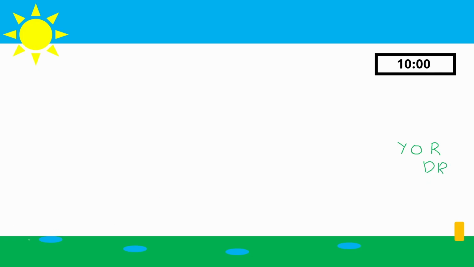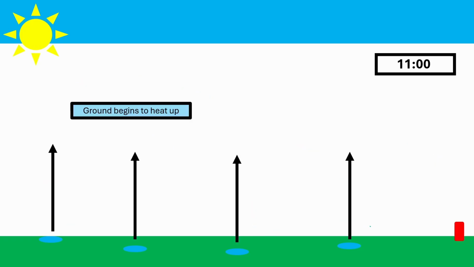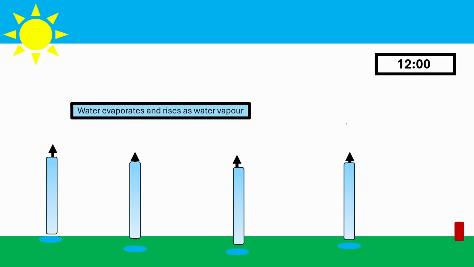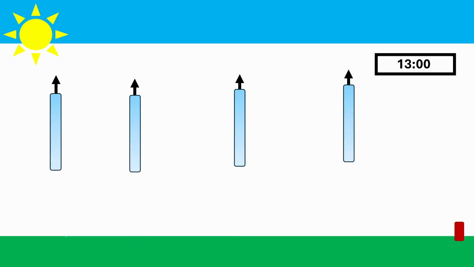It begins at 10 a.m. There are puddles on the ground and the sun is beating down on them. The sun's rays are heating up the puddles. Next, when the ground begins to heat up, hot air rises. And this moisture goes into the atmosphere. You can see it's now turned to hot. The water evaporates here as the water vapour rises. Now there's no puddle down here and all the moisture is up here.